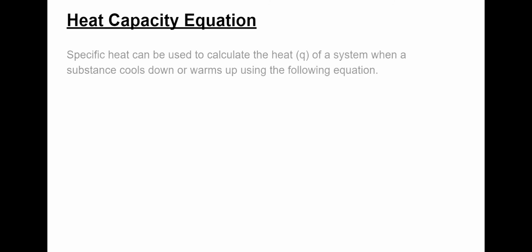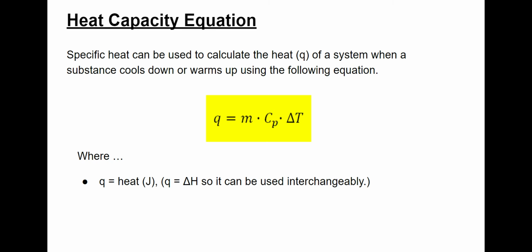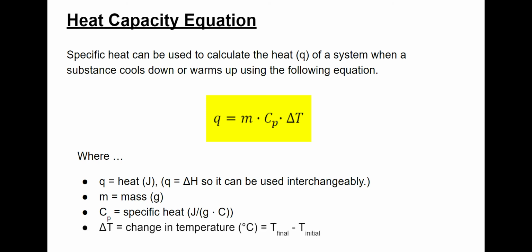Let's look at the mathematical equation for heat capacity. Specific heat can be used to calculate the heat of a system when a substance cools down or warms up using this equation: Q equals m Cp delta T, where Q is the heat, m is the mass, Cp is the heat capacity, and delta T is the change in temperature.